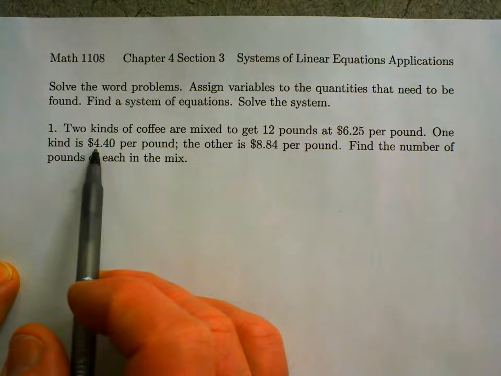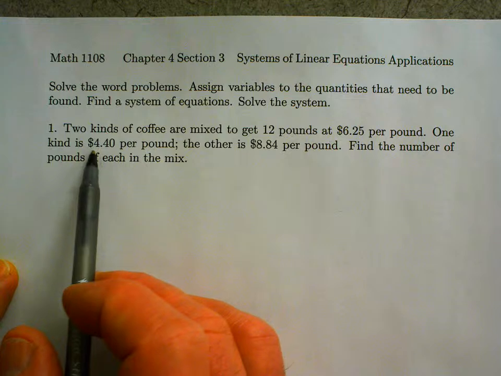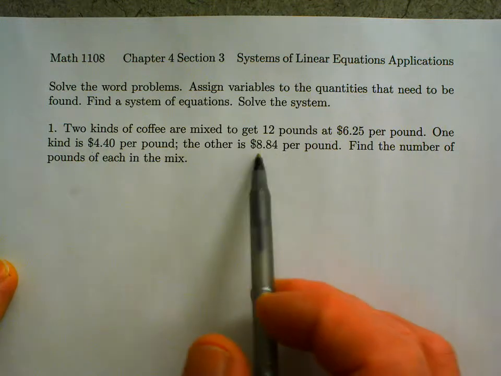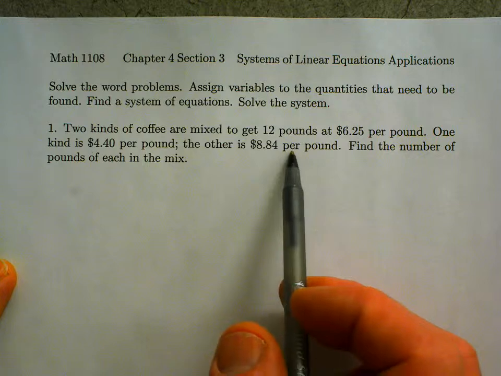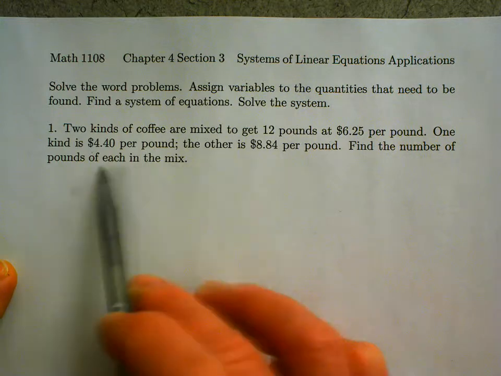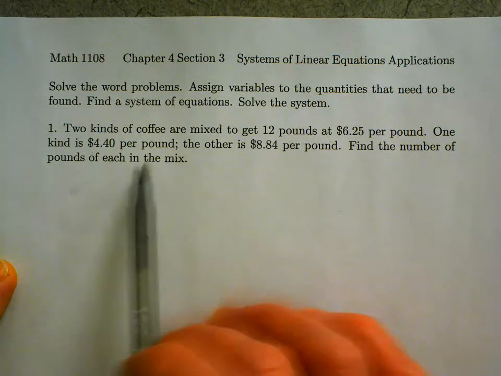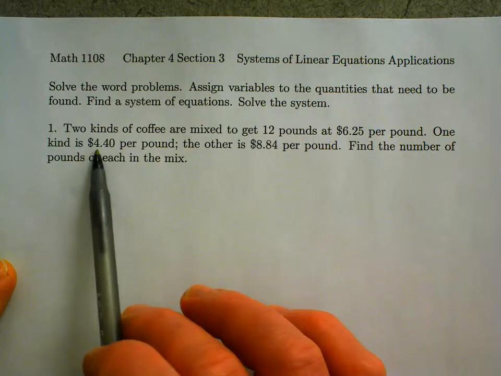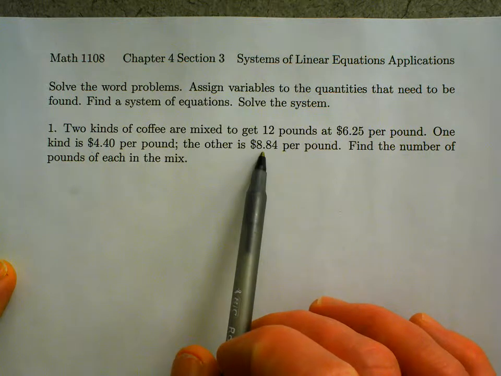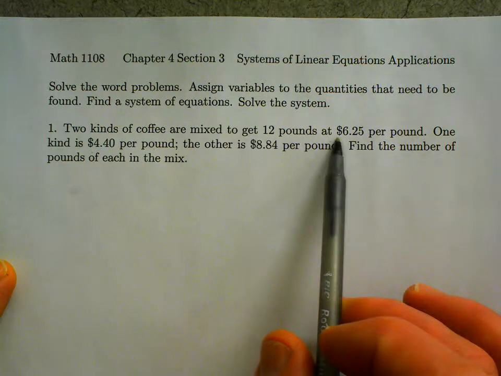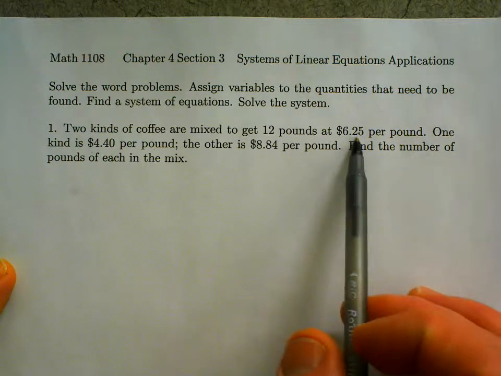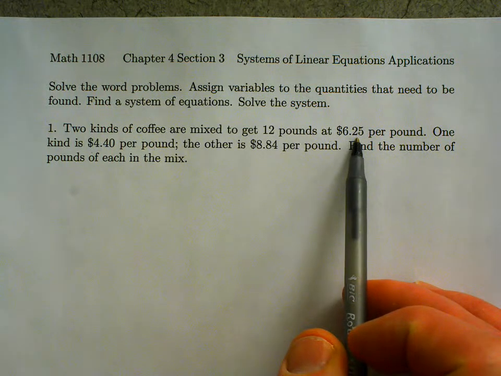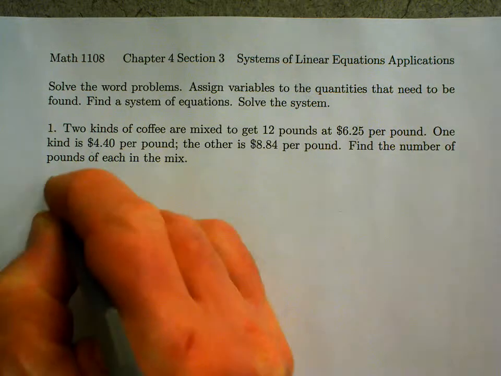One of the kinds in the mixture is $4.40 per pound. The other one is $8.84 per pound. When we mix them together, the cost per pound will be somewhere in between $4.40 and $8.84. Specifically, the mixture will be $6.25 per pound. So we assign variables.